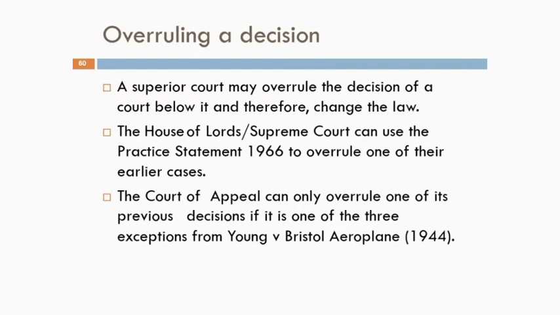The Court of Appeal, you'll also learn, can overrule one of its previous decisions, but only if it falls into one of the three exceptions from Young and Bristol Airplane 1944. So generally speaking, the Court of Appeal should not be overruling its previous decisions either, but it does have some exceptions, and those exceptions are listed in Young and Bristol Airplane 1944.